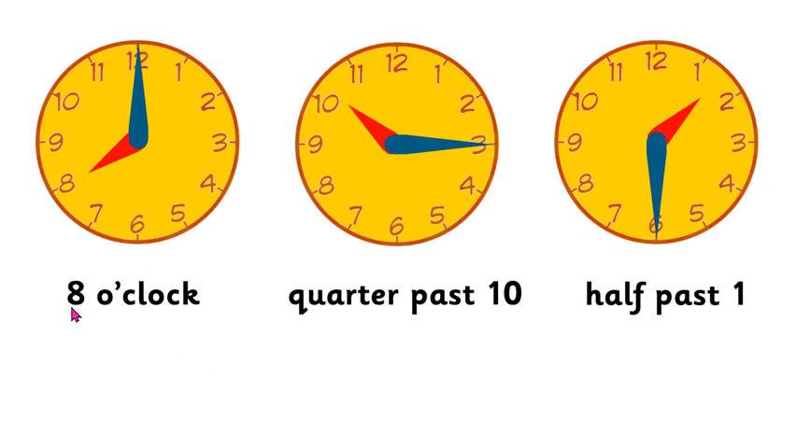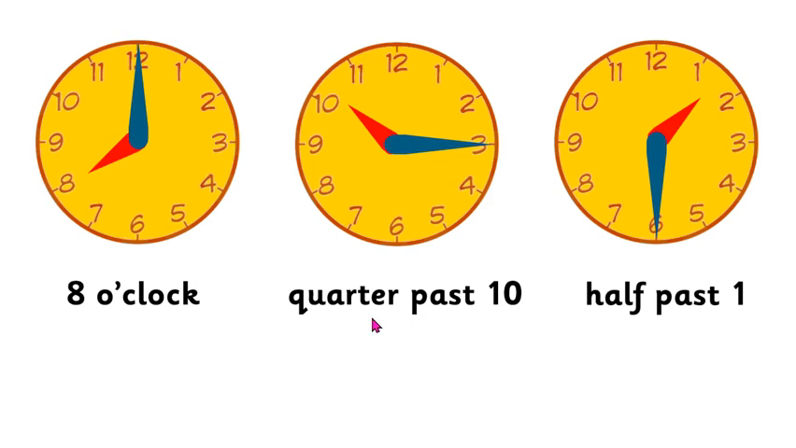So this bit's fine in numbers, and then o'clock in words. If there's a quarter past, you need to write the words quarter past, and then the number. And the same for half past. Half past, and then the number.